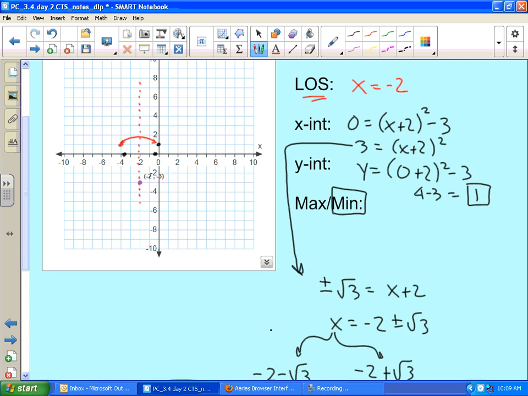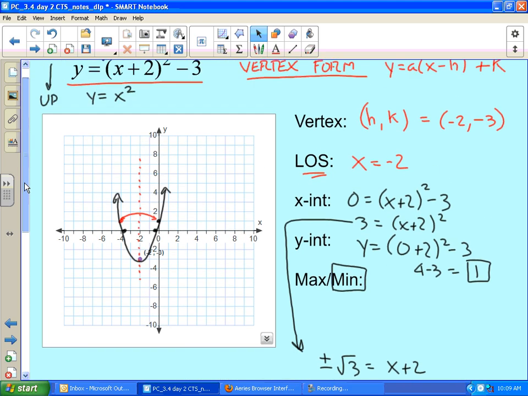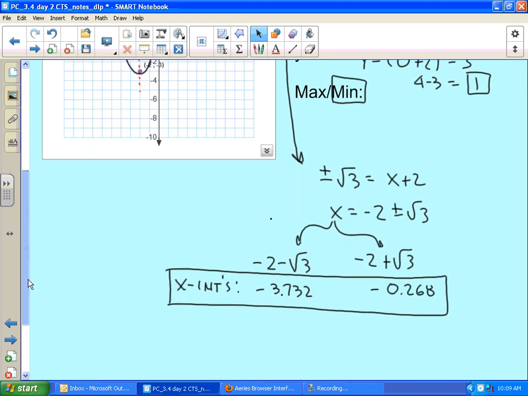I could do that to help me graph the graph. I don't have to. I have enough to be able to draw this beautiful shape. Nice parabola. Okay, and it opens up, and there it is. I think we've answered all of our parts, haven't we? Answered all of our questions.